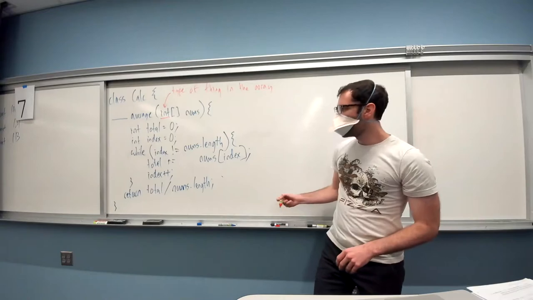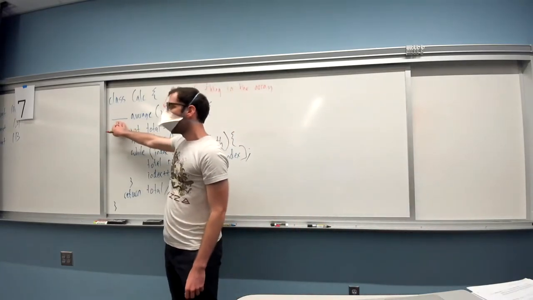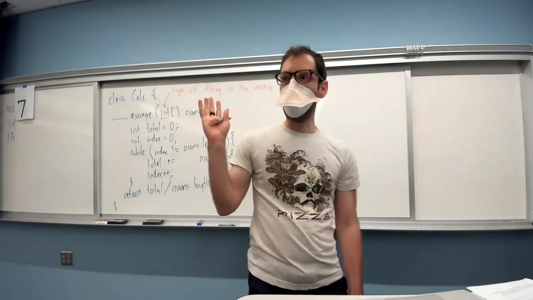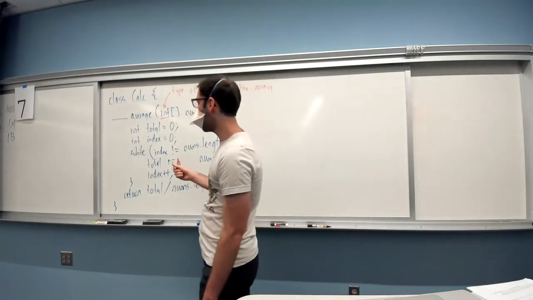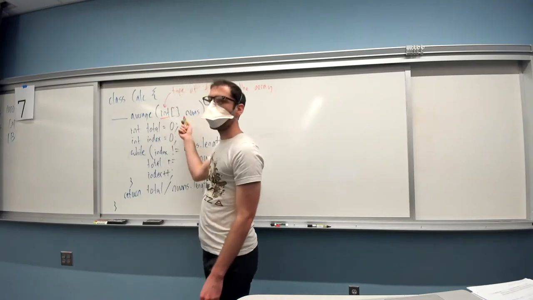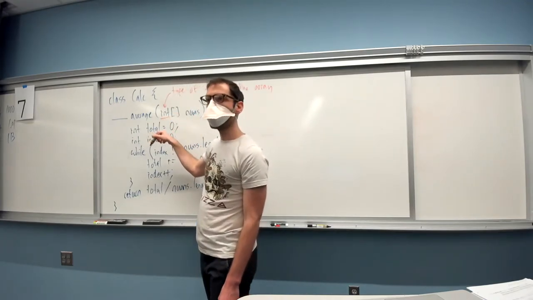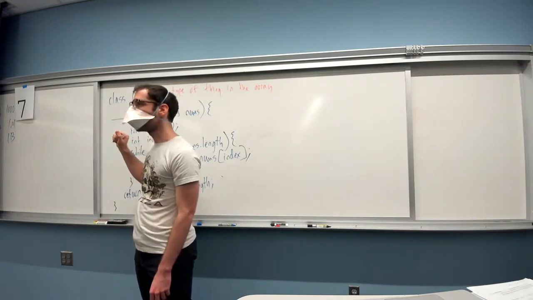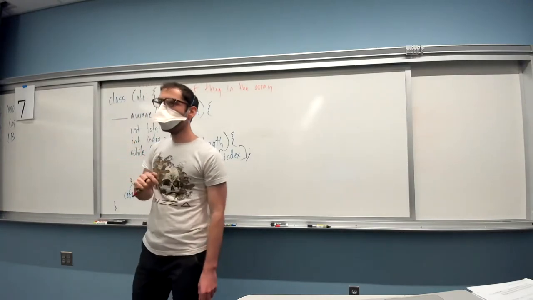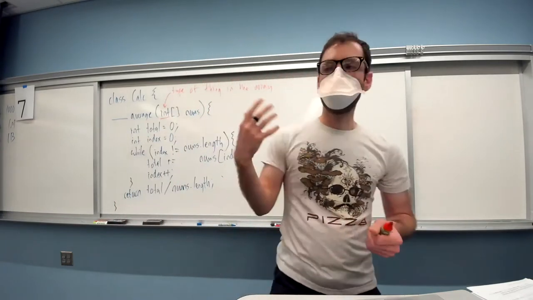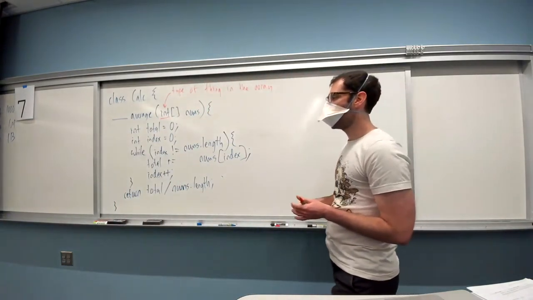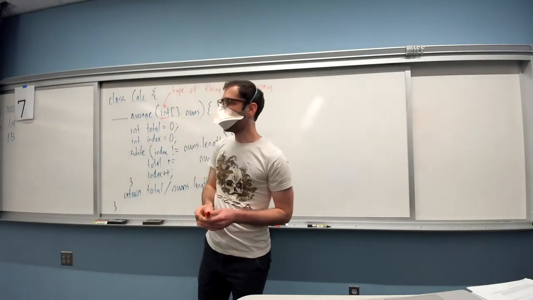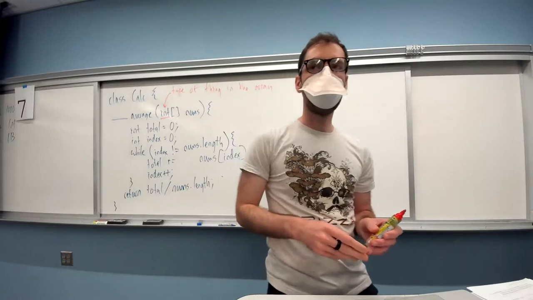So I have a blank here because whenever I define a method in Java, I both need to write down the type of any parameters and the type that the method returns. So I haven't written down what type this method returns. I'd like you to take a minute and discuss with your neighbors what the return type of this average method should be.